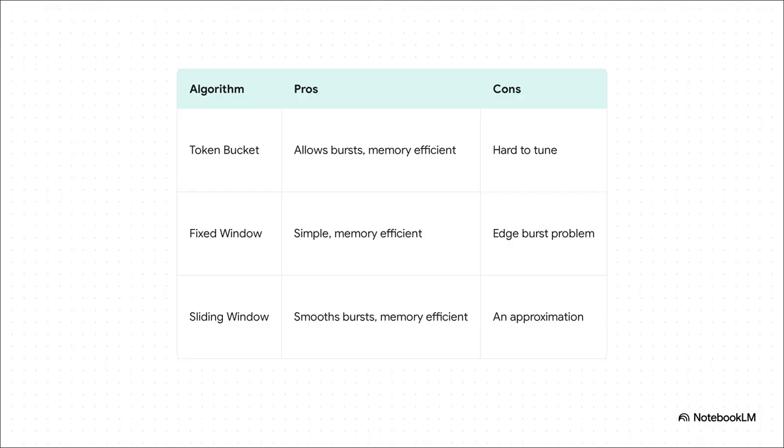So here's the quick breakdown. Token bucket is awesome for allowing bursts. The fixed window, it's simple, but it's got that big problem. And the sliding window is a much more robust fix for that burst issue. As always, it's a trade-off, right? You're balancing simplicity, accuracy, and performance, and the right choice really depends on what you're trying to protect.